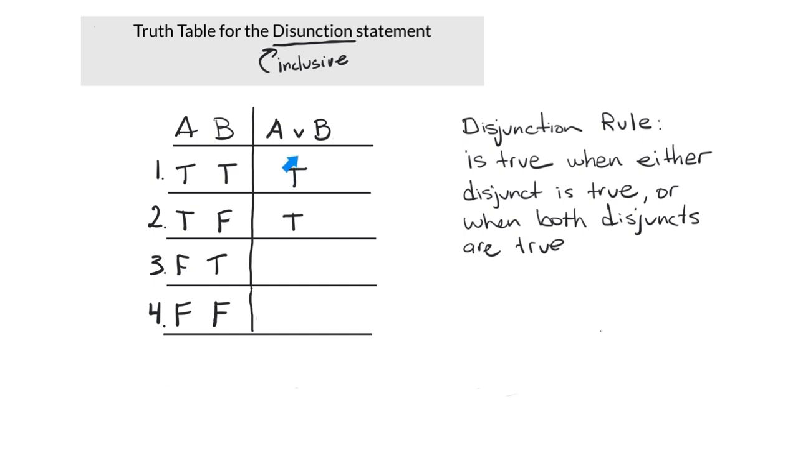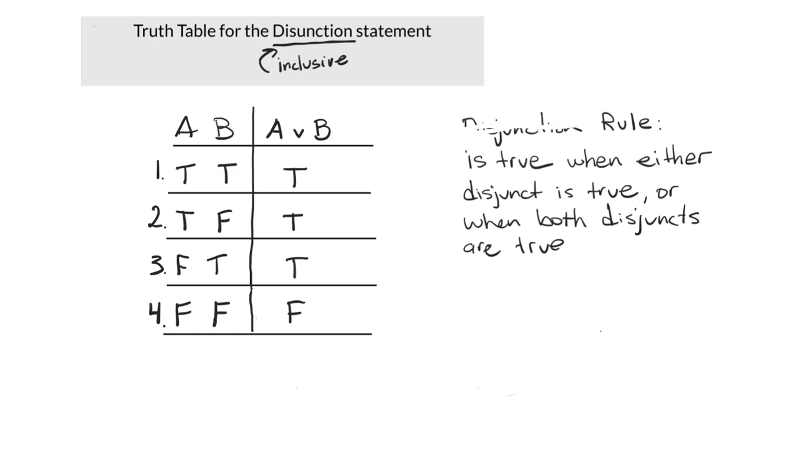Remember, we're putting the truth value underneath the main operator, and the main operator for the disjunction is the wedge, or the small v. Row 3, A is false, B is true. Well, we've got one side is true, that's B, so it's true. For row 4, A is false and B is false. Well, this is the only time where the disjunction is false. So we're saying with the disjunction, either A is true or B is true or both. So the only time the disjunction would be false is when both disjuncts are false.